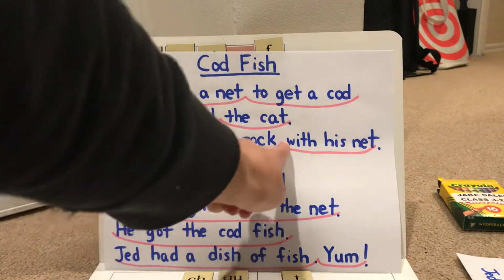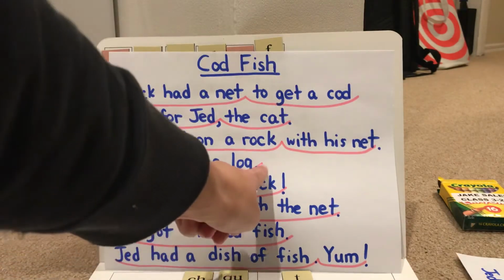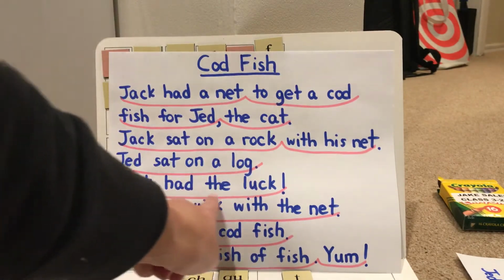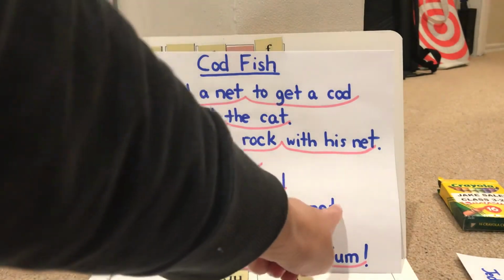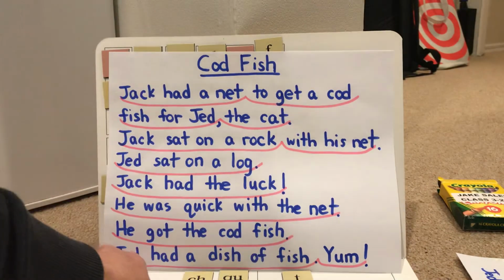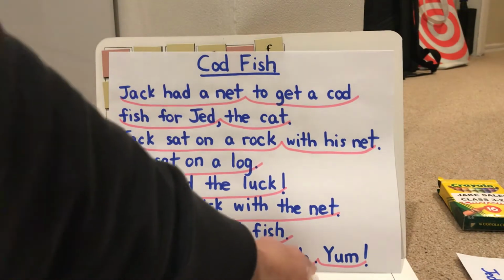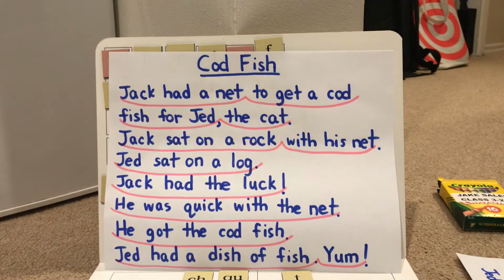Jack sat on a rock with his net. Jed sat on a log. Jack had the luck. He was quick with the net. He got the codfish. Jed had a dish of fish. Yum. Now, I've attached this story to the assignment. So after this video, you can practice reading the story.